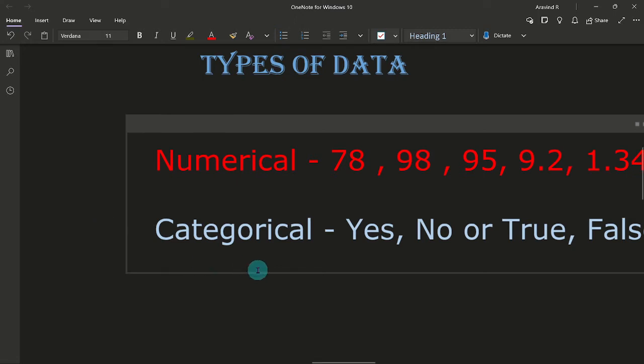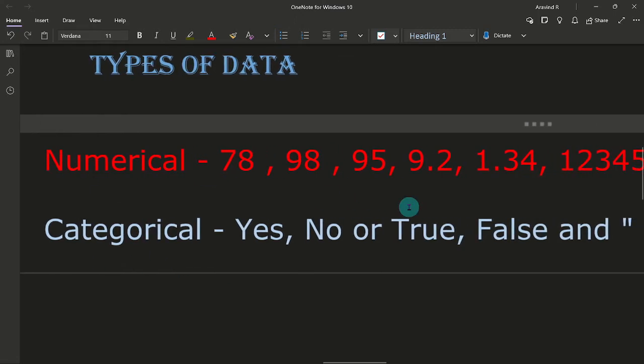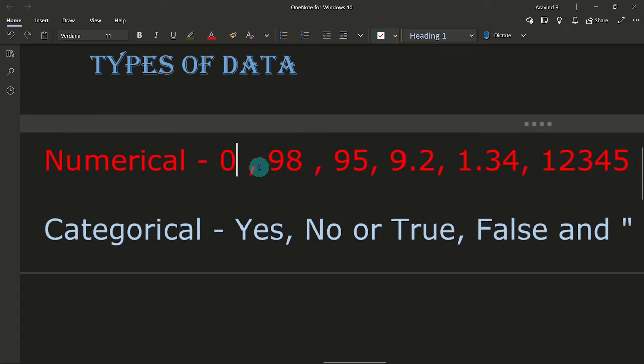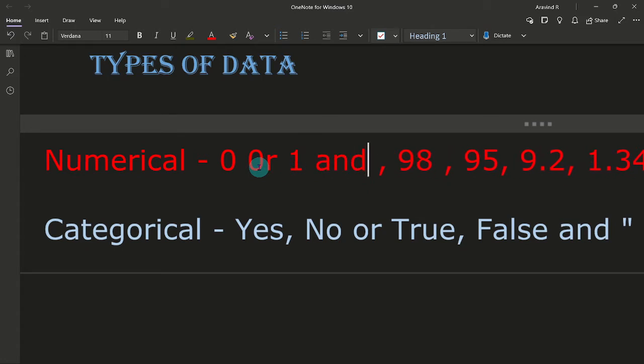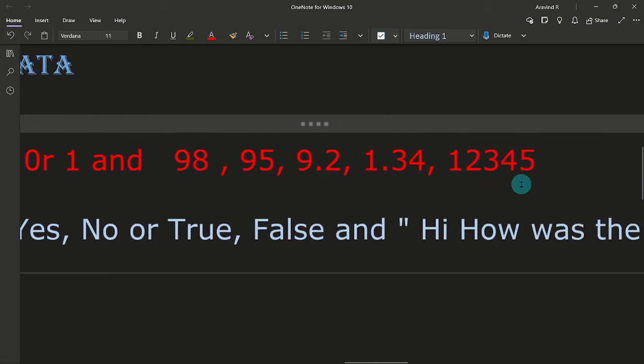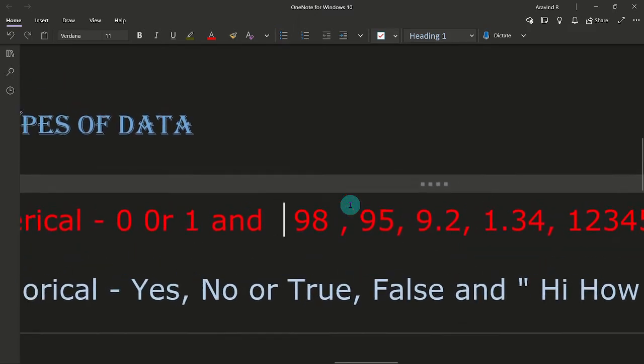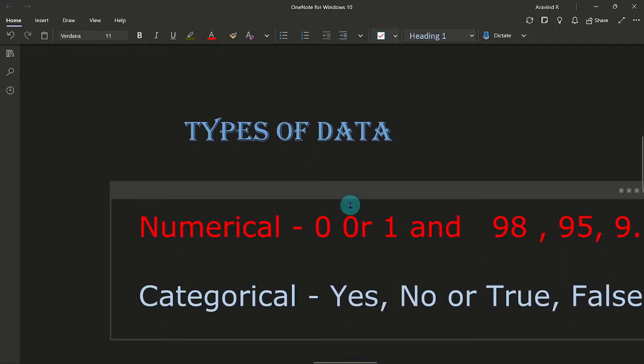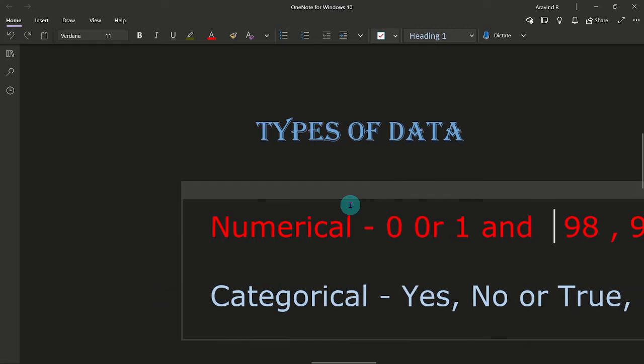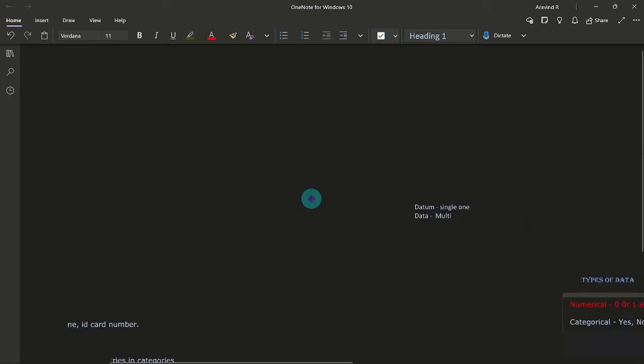What we saw now is numerical data types as well as categorical data types. Numerical data types have numbers: simple numbers like 0, 1, continuous numbers like 98, 1, 2, 3, 4, 5, and floating point numbers like 1.34, a ratio type. First we will go for numerical. This is a little bit tough compared to categorical. It is not tough actually, but you need to understand it. It is a bit easy, and I will explain the things quite better now.